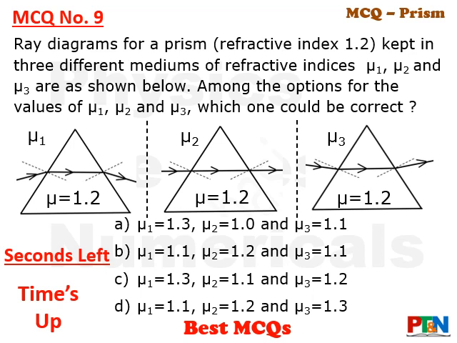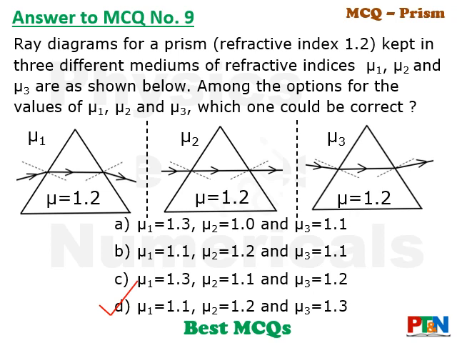Time's up. Let's see the answer. The answer is option D. That is, mu1 would be lesser than mu, mu2 will be equal to mu, and mu3 will be greater than mu. Let's understand.